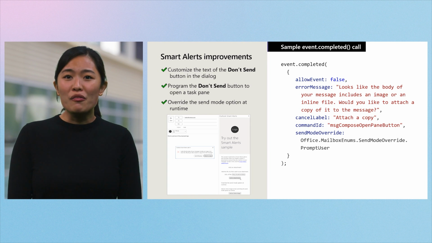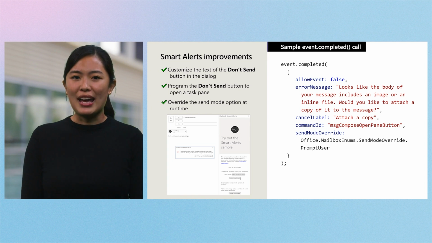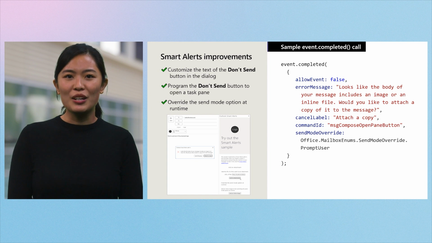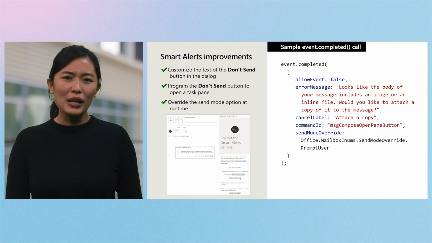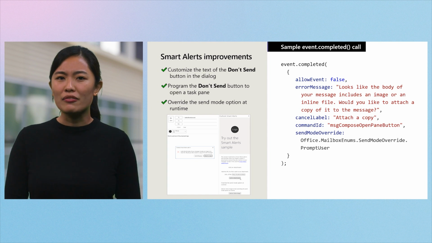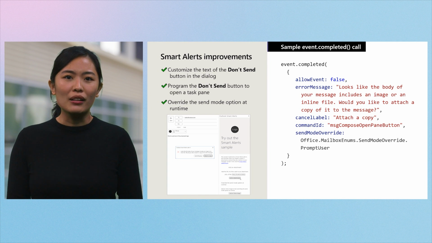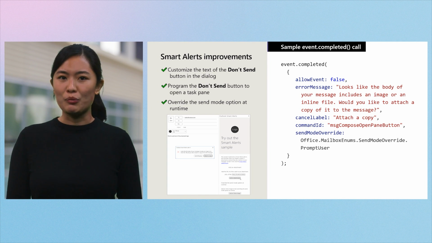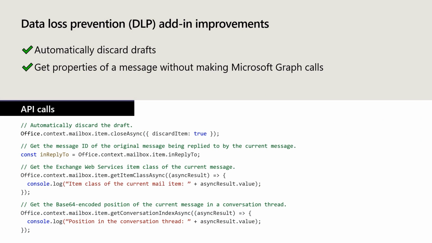Additionally, you can override the send mode option of your Smart Alerts add-in at runtime. This comes in handy when you want your add-in to block mail items that don't meet certain requirements from being sent, but still give the users the option to quickly send their mail item when they're shown recommendations to improve it. In addition to implementing Smart Alerts improvements, your add-in can now also call the close async method to discard a message being composed without being prompted to save changes.